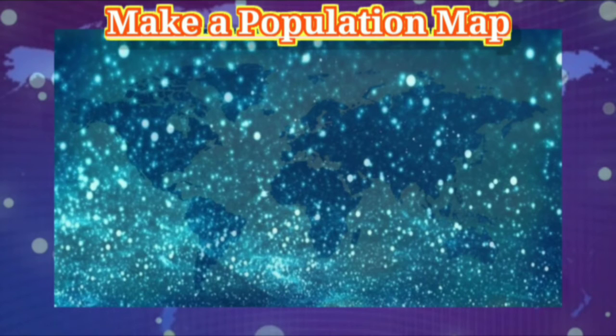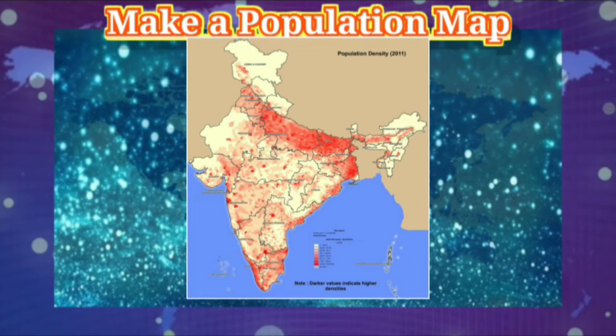Make a population map. Population can also be shown on a map through shading. These are called population density maps. First we estimate the total number of people living in a place. Then we measure the total area of the place and divide the number of people by the area of the place. For example, if the area of a village is 10 square kilometers and 1,000 people live in it, the population density of the village is 100 per square kilometer. By using the same method, we can find out the density of population of entire states.